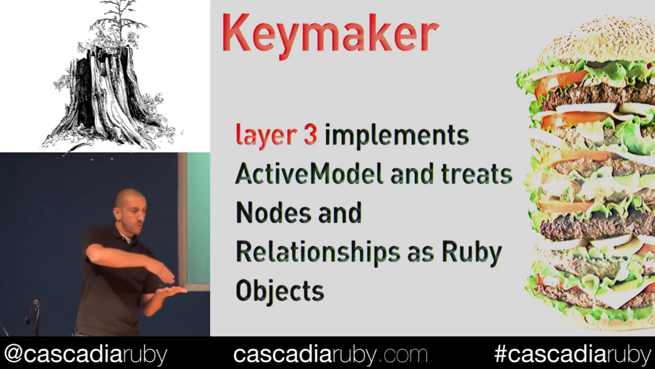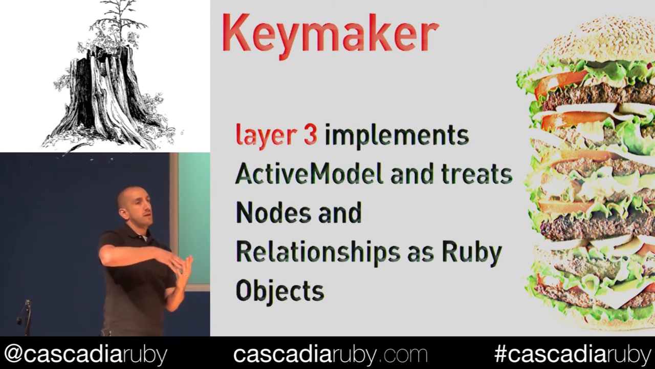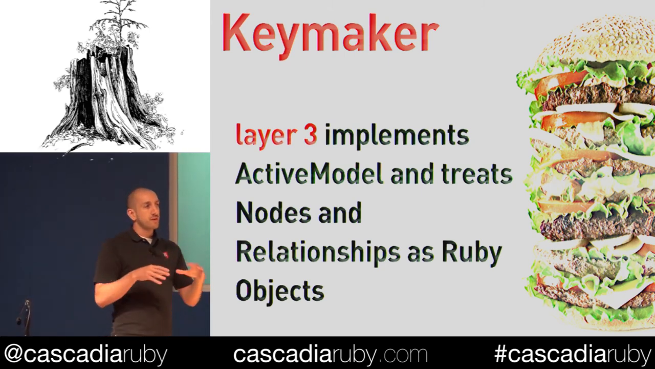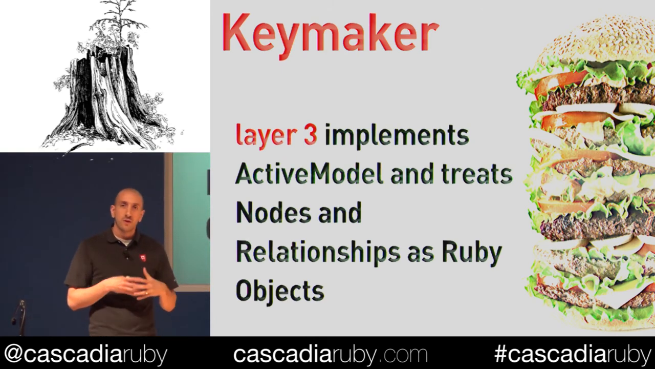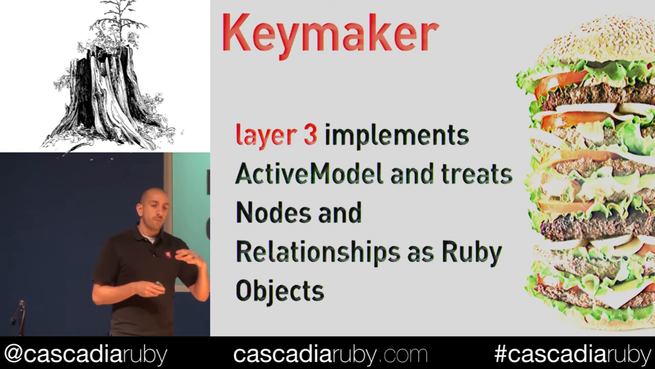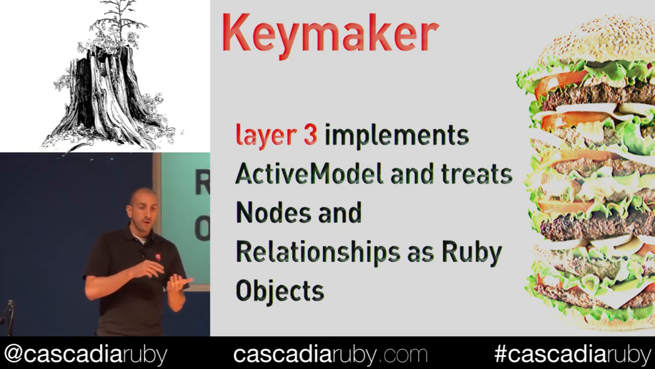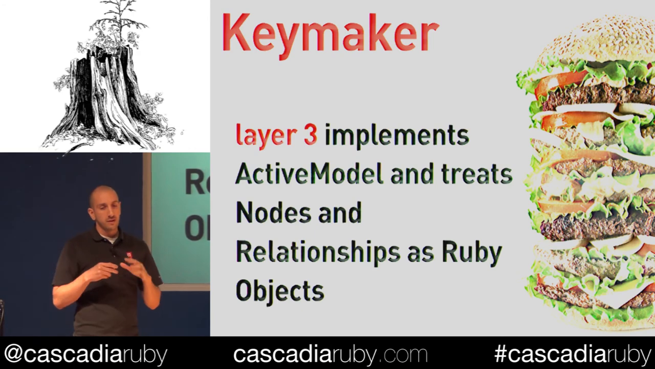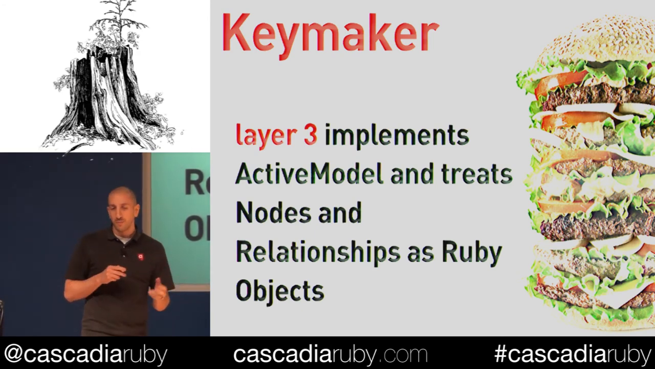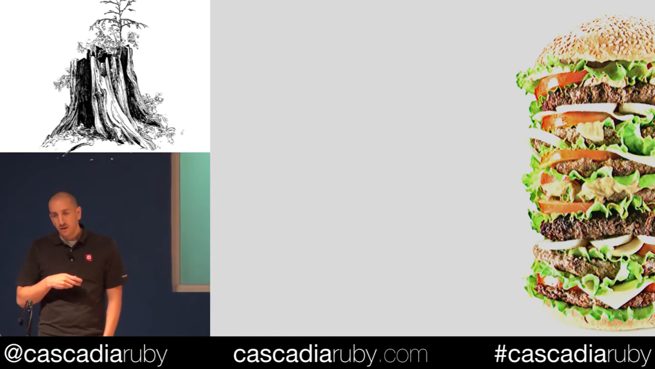Now, as you go higher in the stack, it becomes a little bit more rigid, right? Because at the very lowest level, a graph database is schemaless, so you can do whatever you want. The properties are whatever properties you want. But as you go higher up in the stack, it becomes a little bit more structured. And that's OK, because you want some structure.